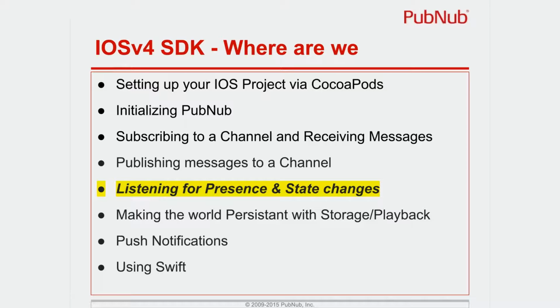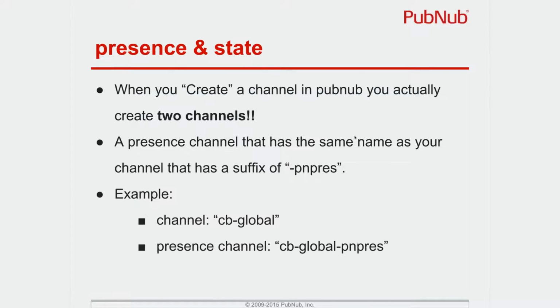The next thing you're going to want to do is listen for presence and state changes. Okay. All right. So presence and state. So when you create a channel on the PubNub side, you're actually creating two channels. If I have a channel called test, then on the PubNub end, I will have two channels, test and then test-pnpres. If you look at the bottom of this slide here, I have a presence channel, CB-global-PNPres. So when I subscribe to CB Global, there's actually two channels available.